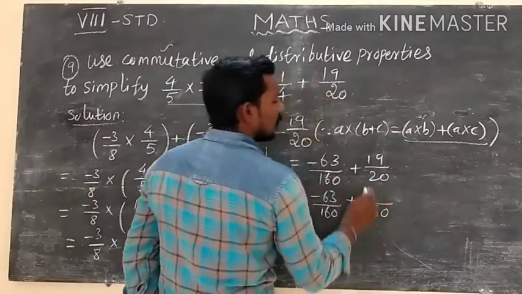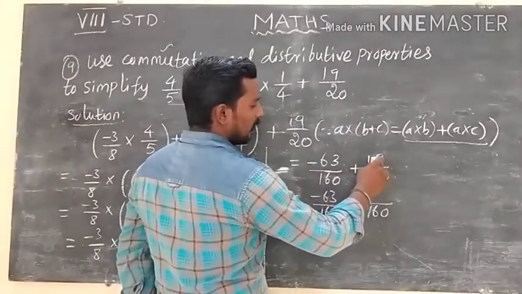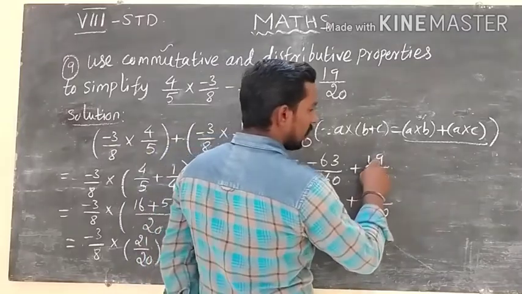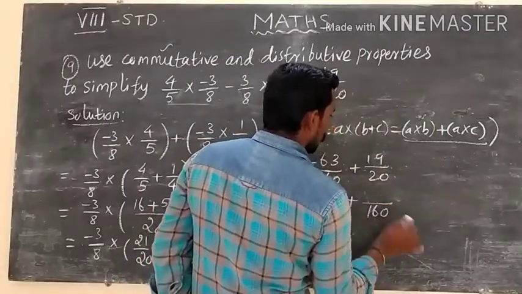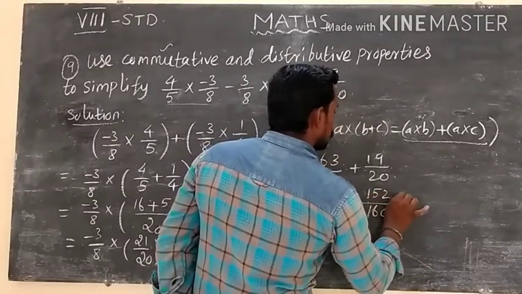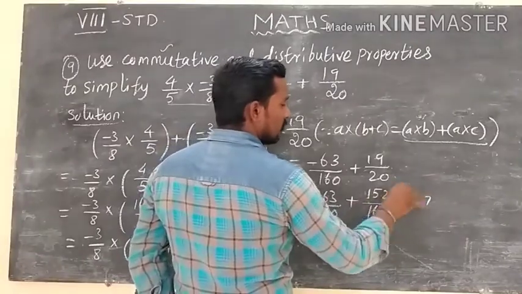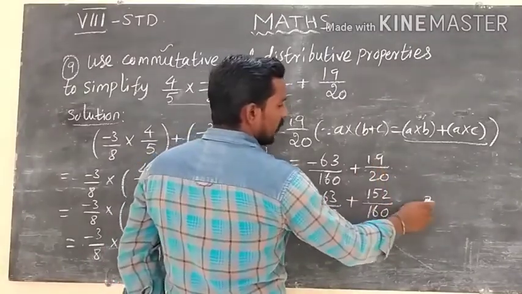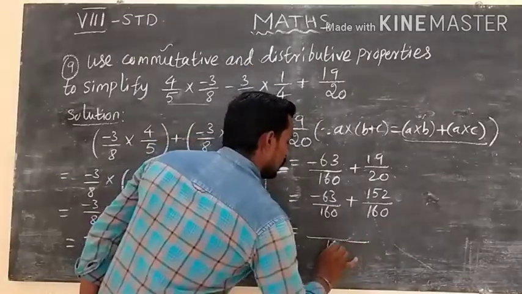The 20 multiplied by 8 gives 160, so the numerator also we have to multiply by 8. 8 times 19 is equal to 152, because 9 8s are 72, 2 carries 7, and 1 8s are 8, 8 plus 7 is 15. So 152. Now we get the like fraction.